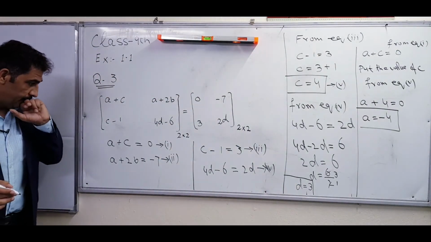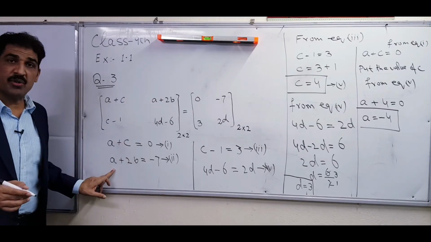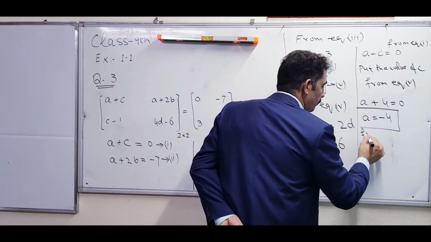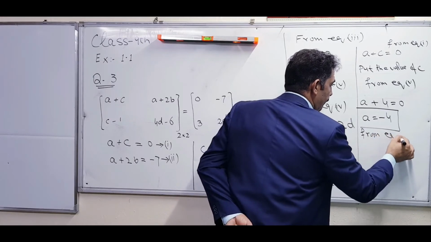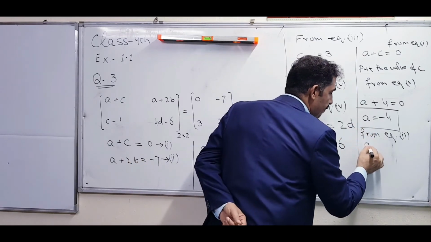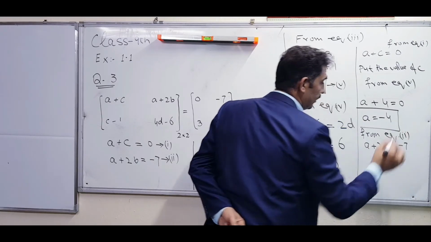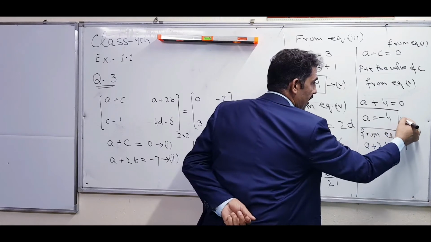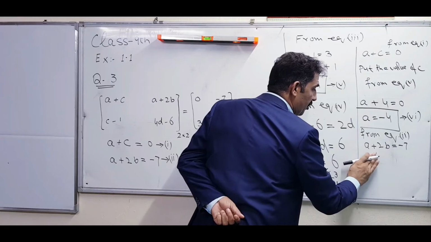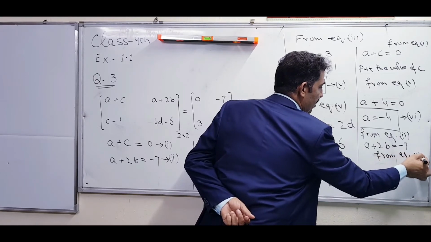That is B. So we have to use equation number 2, because the A value we have already found. By putting the value of A, we can easily find the value of B. Now from equation 2. So what is equation 2? A plus 2B is equal to minus 7. Put the value of A. If you write that equation number 6, then write use equation 6 or from equation 6. Both are correct.